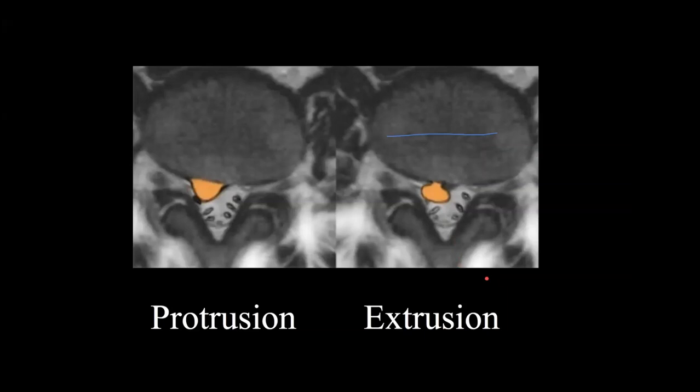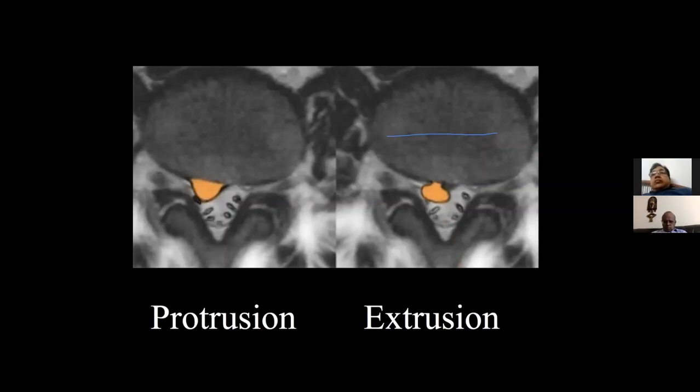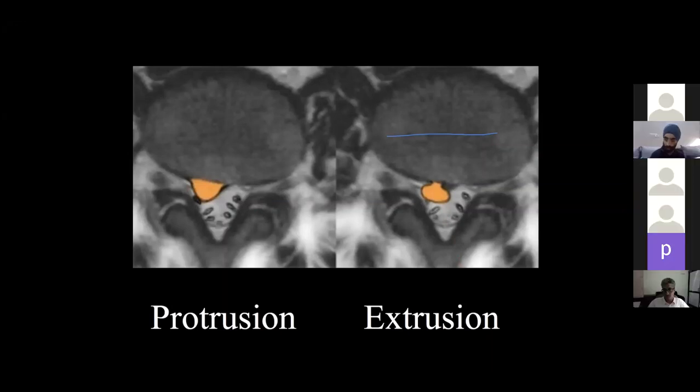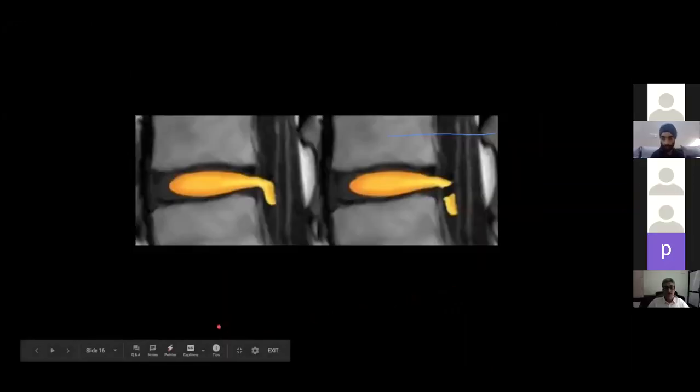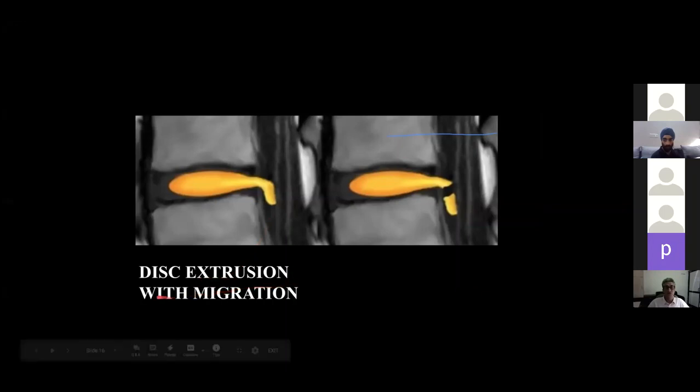So once again, I am just defining extrusion. If a disc herniation is larger than its neck in any one plane, either sagittal or axial, it is an extrusion. Now again, a color depiction of the pathology. You can see a disc herniation going down. So this is a disc extrusion with caudal migration. Migration towards the tail end is caudal migration. So disc extrusion with migration in this.